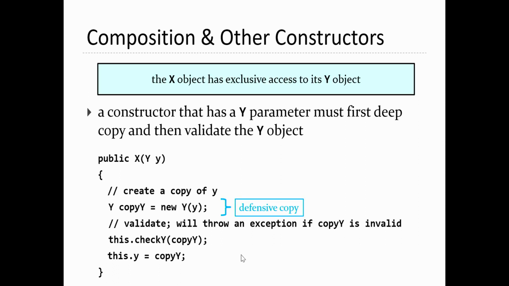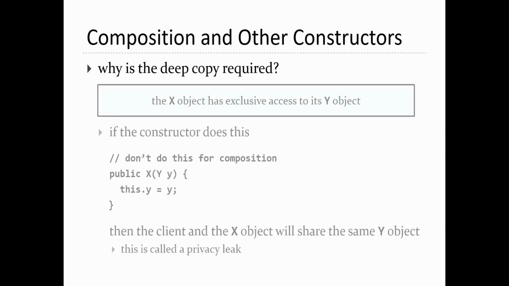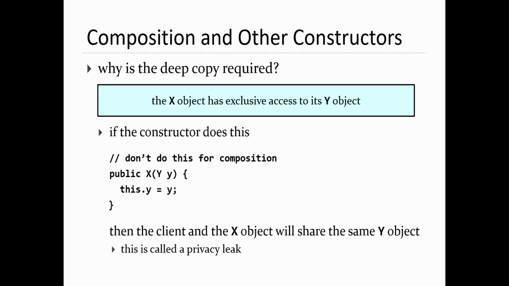So that copy there, that defensive copy, you'll sometimes see that called a deep copy. Why is that required? Because X is supposed to have exclusive access to its Y object. Don't write that. If you're writing that, then you're probably implementing an aggregation, or an association of some kind. It's not a composition anymore.